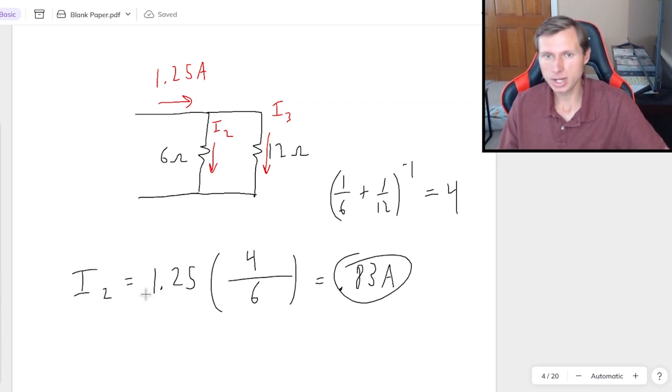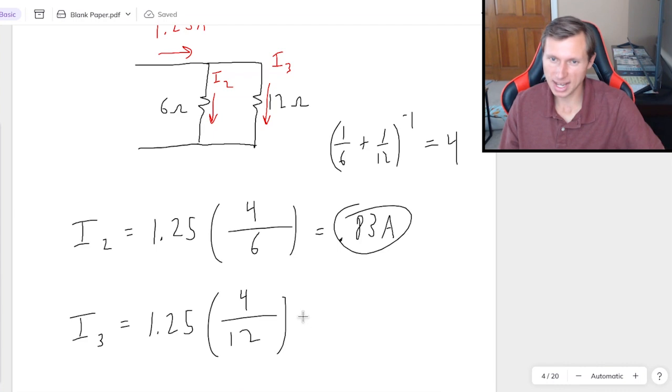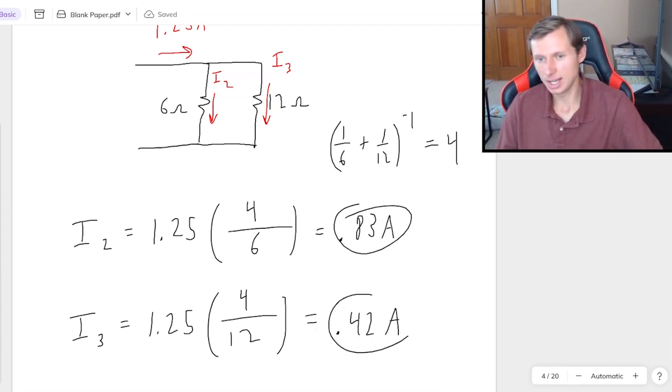Then for resistor 3, I'm just doing the exact same thing. Total current is 1.25, total resistance is still 4, but now it's just 12 because that's the resistor I'm looking at, and that's going to be 0.42 amps. And that's the current in I3.